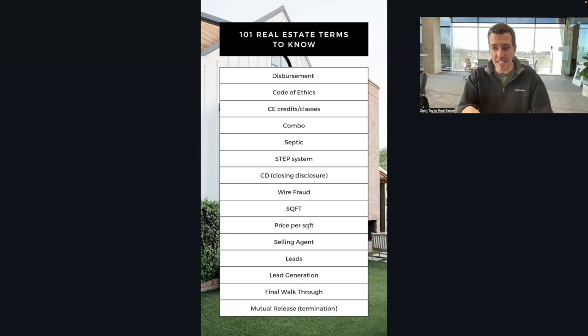So that's CE. Combo. This implies a combo lockbox. So if you're going for a showing and it says combo, you want to make sure you get that. Usually it's a 4-digit number, or sometimes they have letters on them, but a combo lockbox. That's different than the realtor lockboxes.